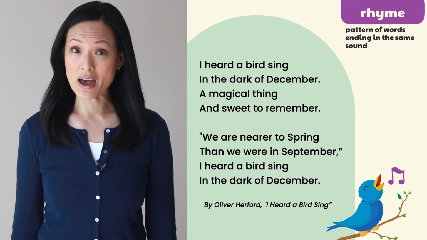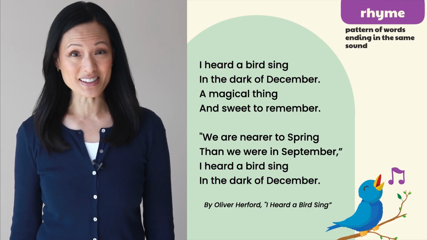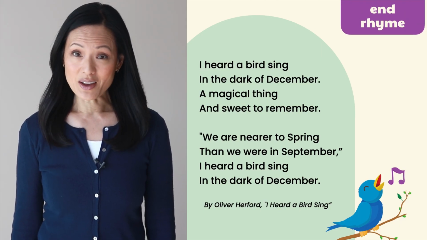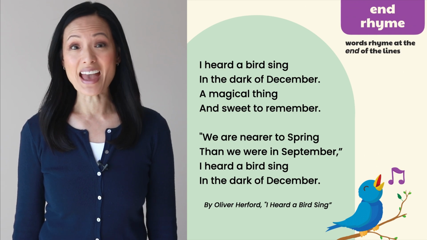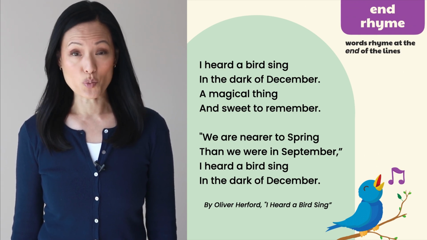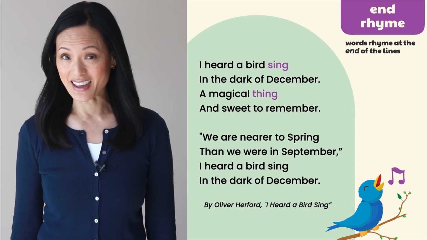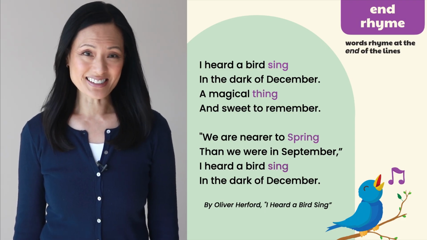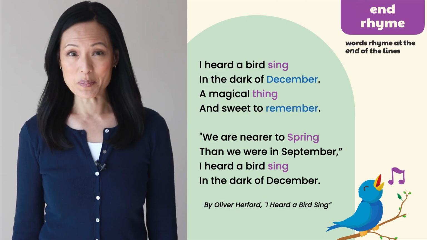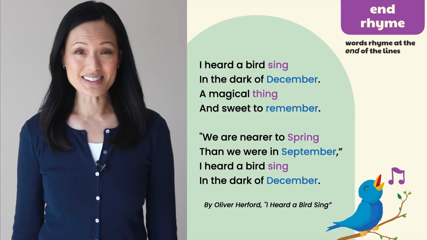That's when there's a pattern of words ending in the same sound. This poem has what we call end rhyme, which is when words rhyme at the end of the lines. For example, these words rhyme: sing, thing, spring, sing. And these words rhyme: December, remember, September, December.